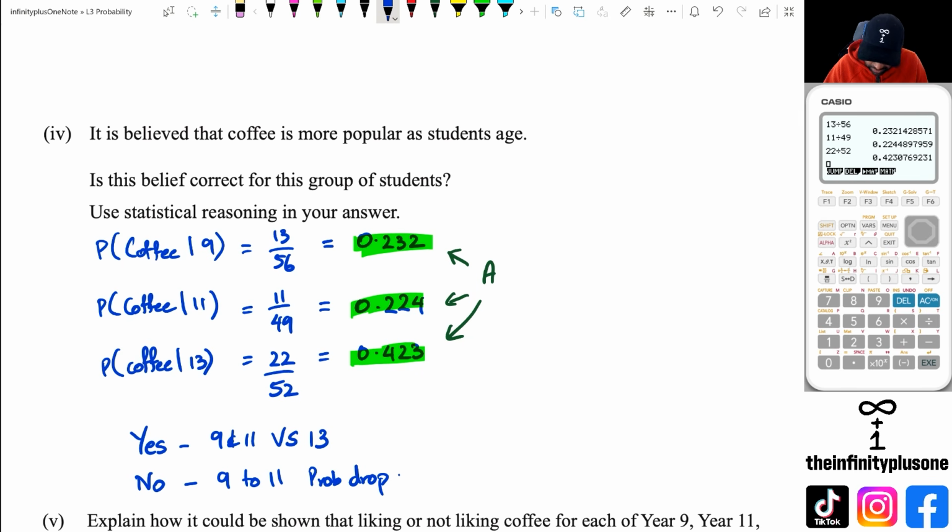So you might write a statement that says, well, if I compare year 9 and year 11s, then for year 11s, the probability that they like coffee reduces. So it depends on which group you compare and which one you decide to answer. And so that correct conclusion at the end is what's going to get you a merit.